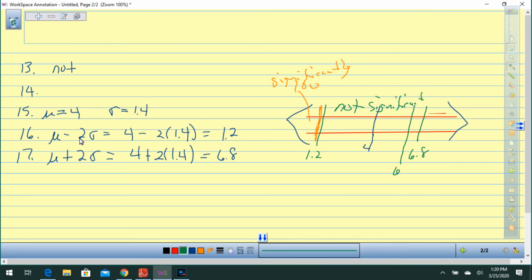So 6 girls in 8 births is not a significantly high number.